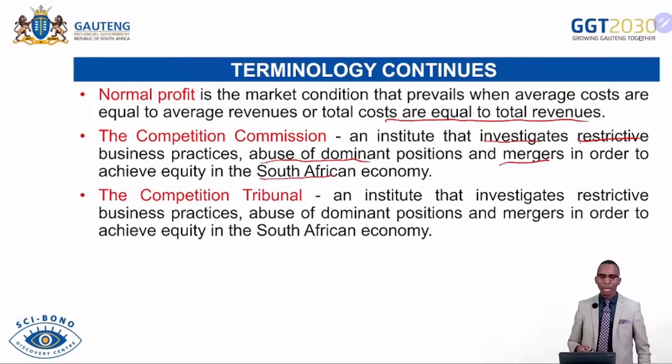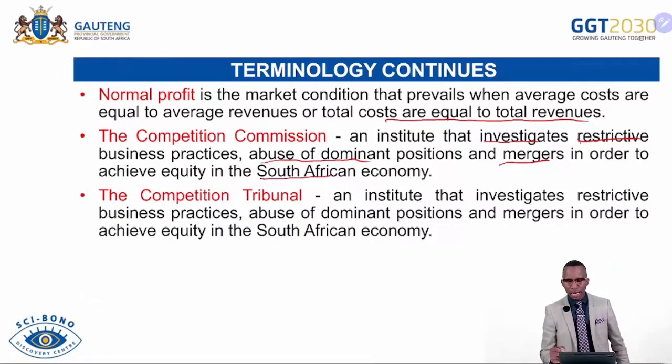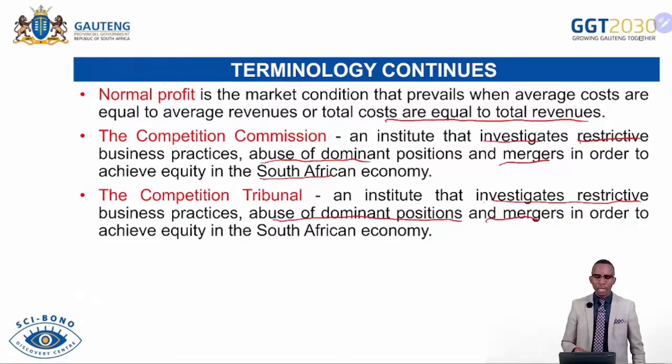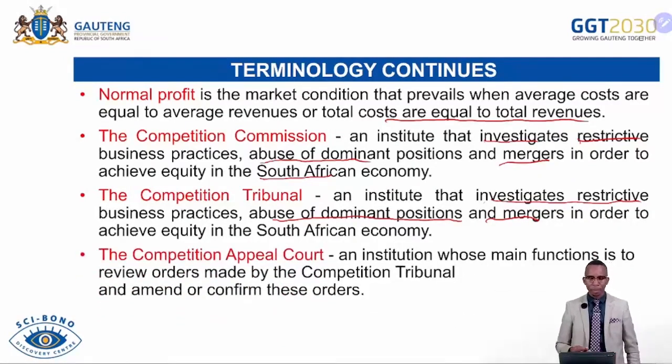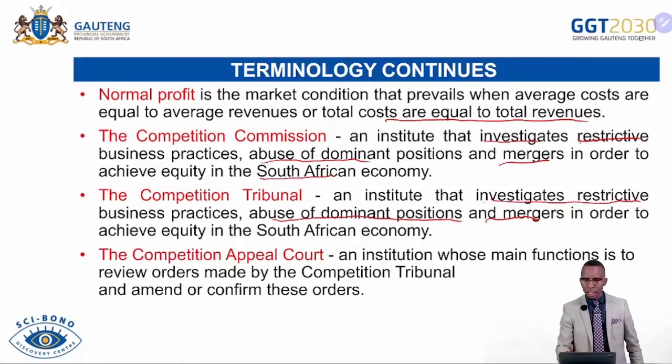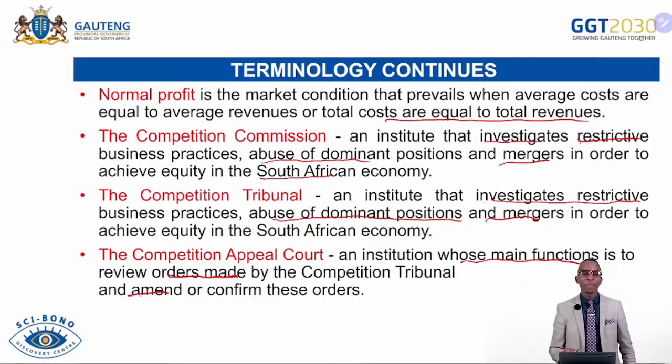The Competition Tribunal is an institute that investigates restrictive practices by businesses, abuse of dominant position and power, including measures in order to achieve equity in the South African economy. Remember, the two have their own different responsibilities that will be discussed. The Competition Appeals Court is known as an institution whose main function is to review orders made by the Competition Tribunal and amend or confirm these orders. It will be discussed again in the content.